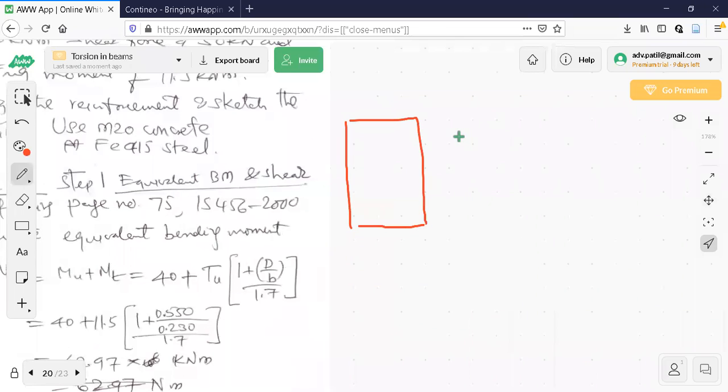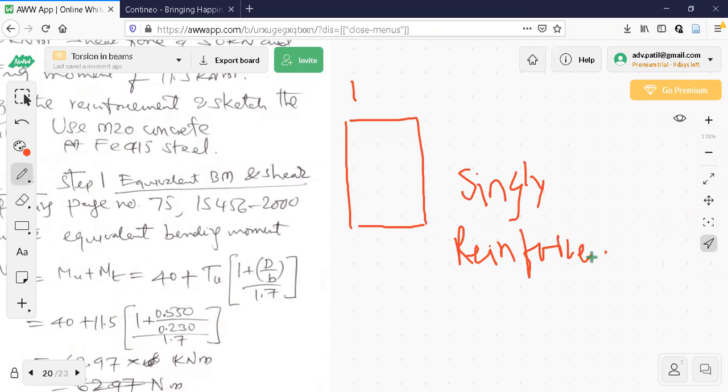One is, I can say like this, singly reinforced. Observe how the mind of the examiner works. Design of singly reinforced beams.